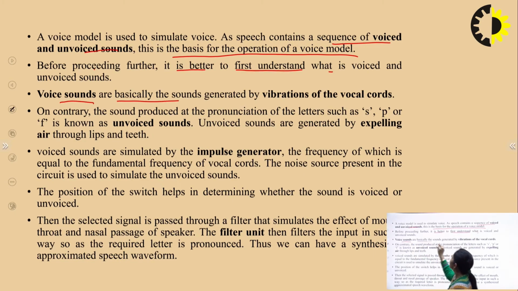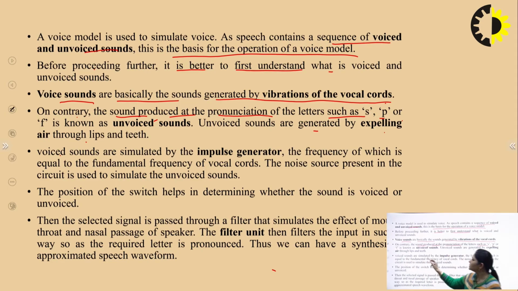Voice sounds are basically the sound generated by vibration of the vocal cords. On the contrary, the sound produced at the pronunciation of the letters such as S, P or F means there is some air coming out from our mouth or from nasal cavity. That means that they are not voice signal, they are unvoiced signal or noise type of signal. That's why they are called unvoiced. Sound produced at the pronunciation of letters such as S, P or F is known as unvoiced sound. Unvoiced sounds are generated by expelling air through lips and teeth.